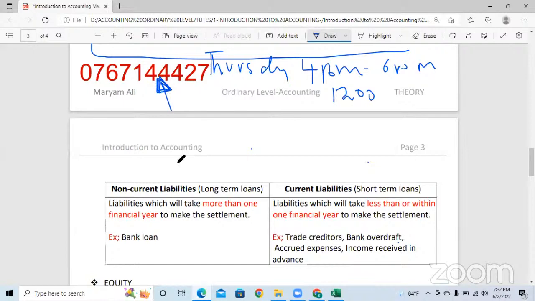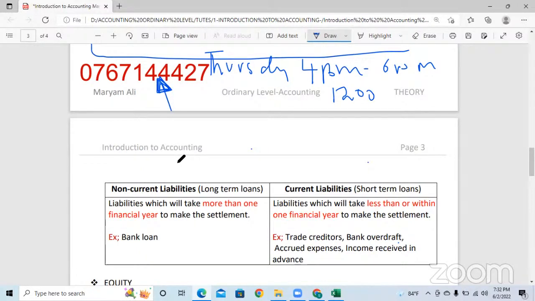Okay. So guys, non-current liabilities, we have to settle. Now, when you settle these liabilities, it will take more than 1 year. Now, guys, when you go to the bank and ask for a loan, bank will give a loan, right? So the loan the bank will give, usually, guys, they will tell you to settle it for 5 years, 10 years. If it's a very big amount, 20 years. So we call them non-current liability.